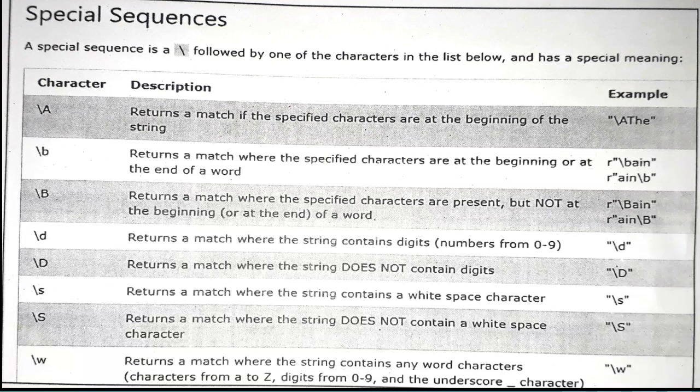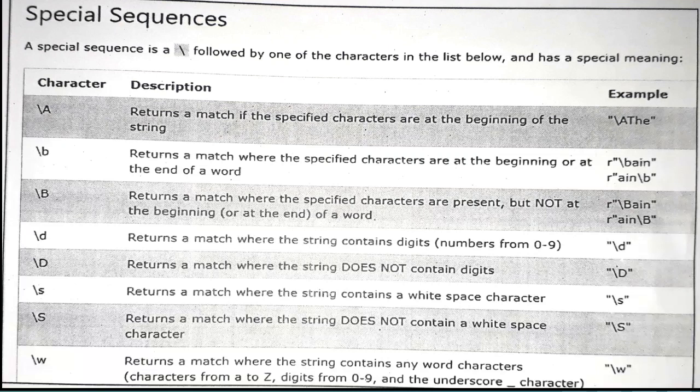So I hope this is clear to you. Like that only we are having differences for small and capital. Now the next one which we are having is \d, which we have used. \d means it returns a match if the string contains digits 0 to 9. And then we have \D, which returns a match when the string does not contain the digits from 0 to 9. So it performs exactly the opposite operation of \d.